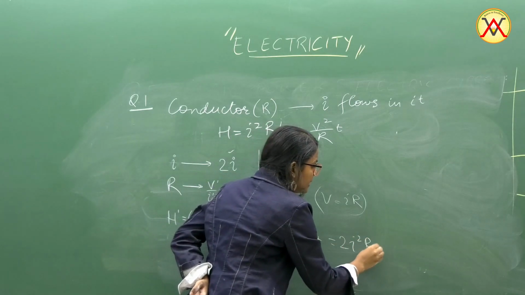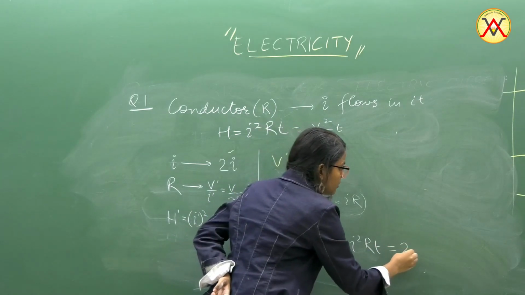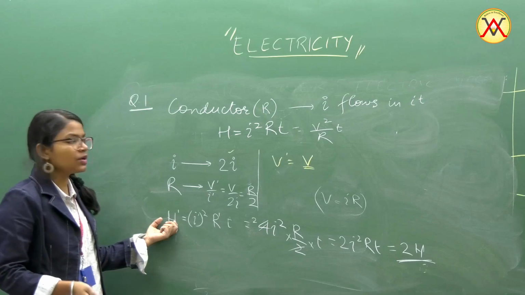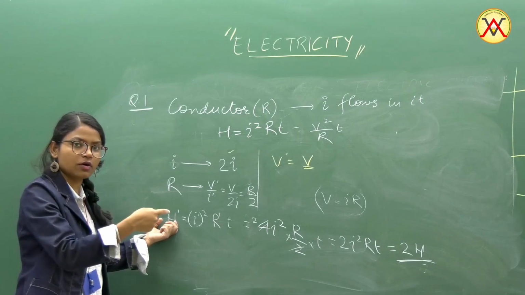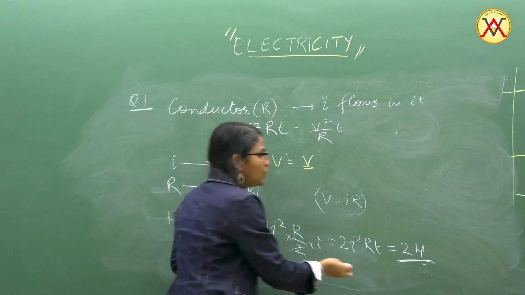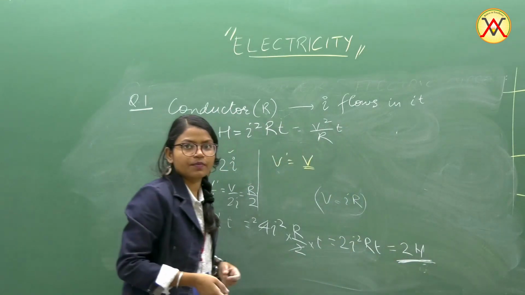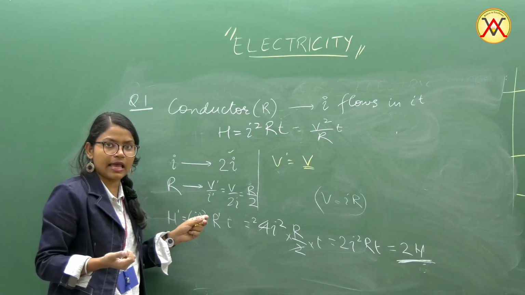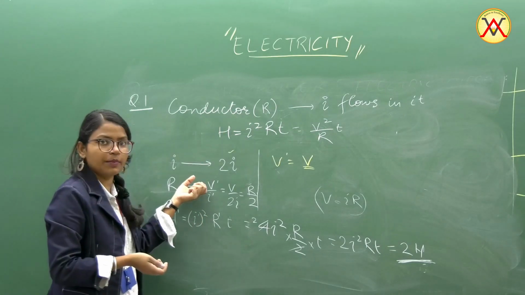So ultimately we get this one. Now our new heat, when our source is being kept constant and current has been increased to twice its value, our new heat becomes 2H. Only these kinds of questions are being focused on in your board exams that you need to bother about.